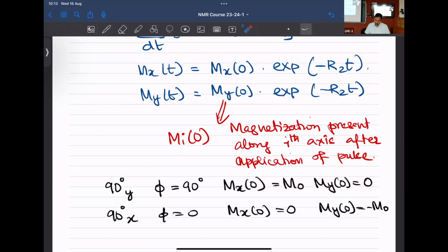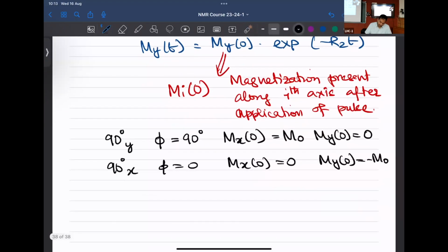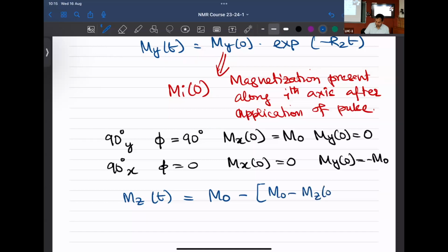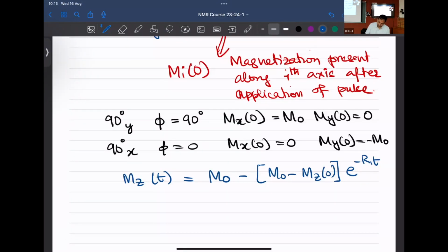Okay. Now, at the same time, we also have to understand what happens to Mz of t. Can one of you tell me what is the answer that you got? Go slowly and louder, please. Like this? Is this correct? This appears correct to me.